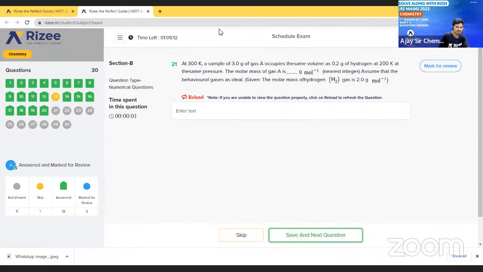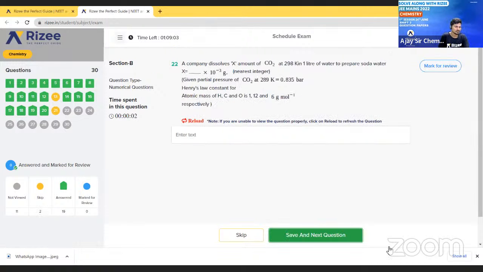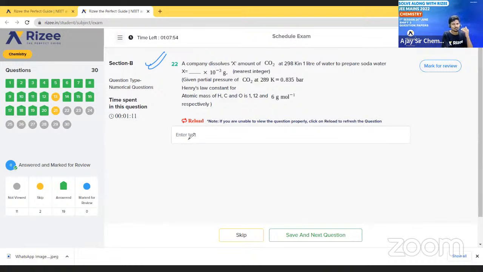Okay, let us do the next question. See here, these are integer type questions. These are numerical type questions, very lengthy questions. Take one screenshot and try to understand. If you want to do numericals, do the numericals which you know.